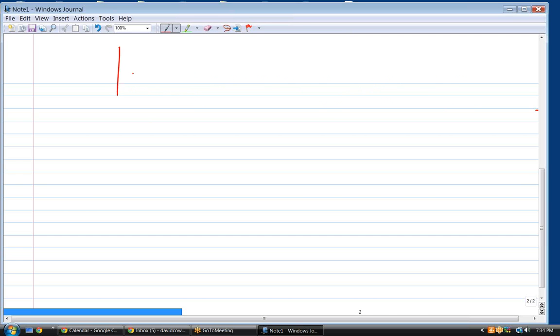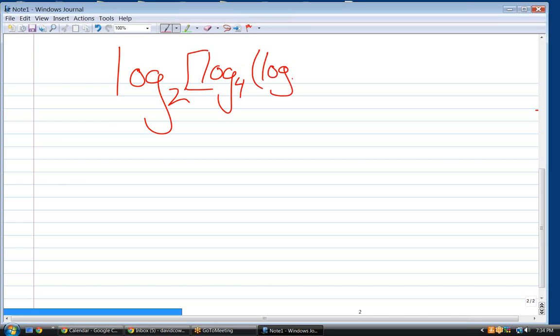Log 2 bracket log 4 parenthesis log 3 x close parenthesis close bracket equals 1. Okay. Well, you always want to start from the inside, whenever you have a bunch of nested parentheses like this.